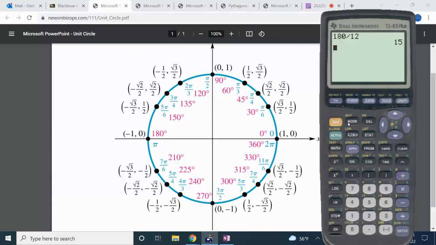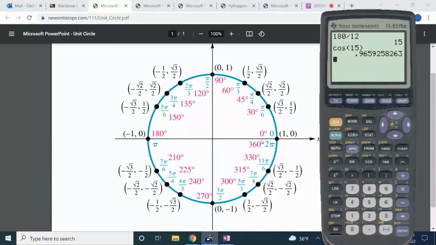Well, if I were to put the cosine of 15 degrees in the calculator, just make sure that I'm in degree mode. All right, notice it's not giving me an exact value. It's giving me an approximated value. So here's where the sum and difference formulas come in.